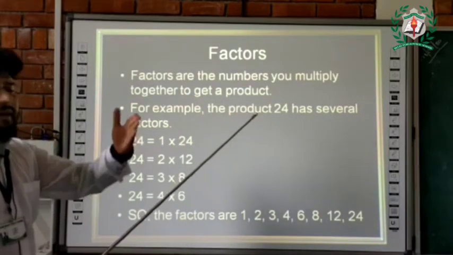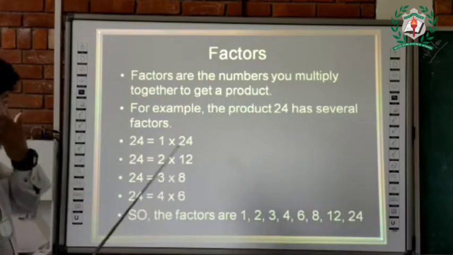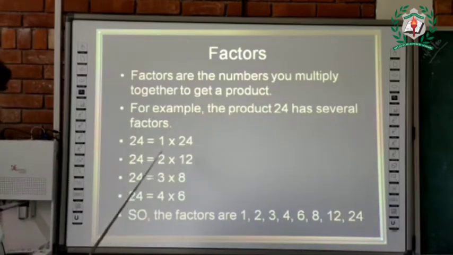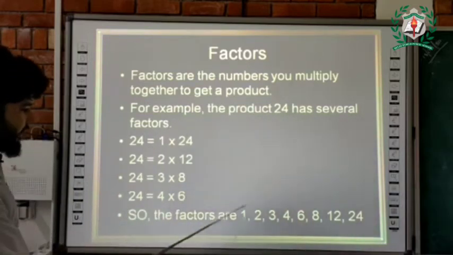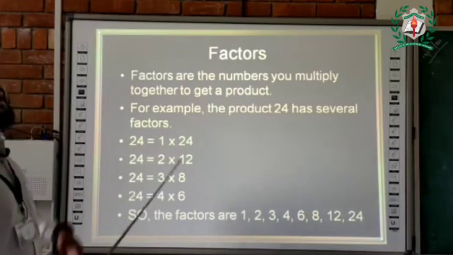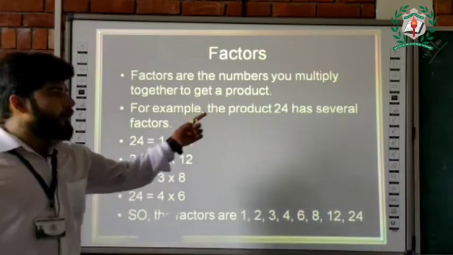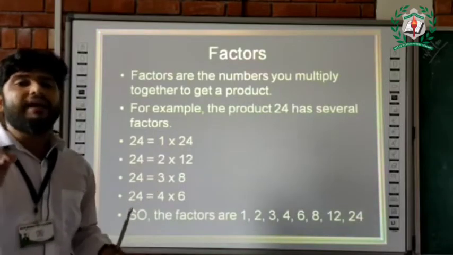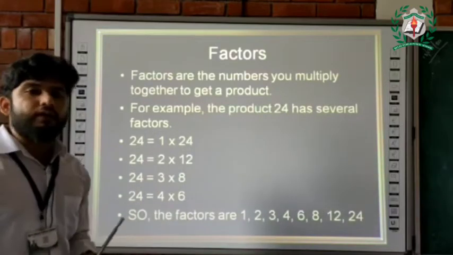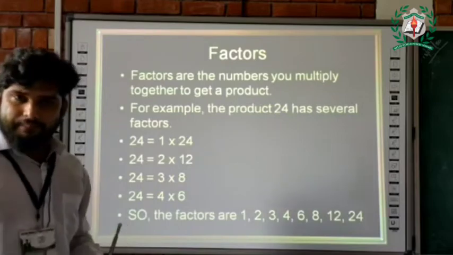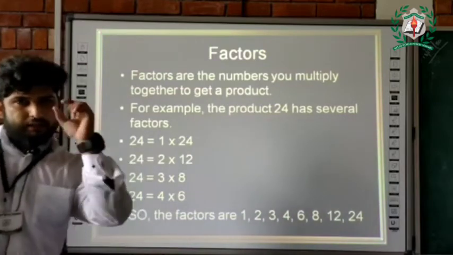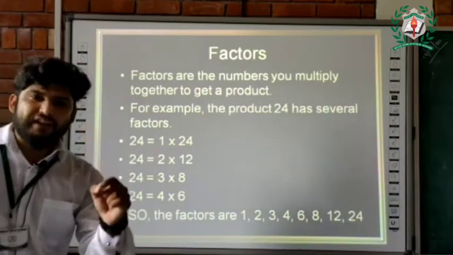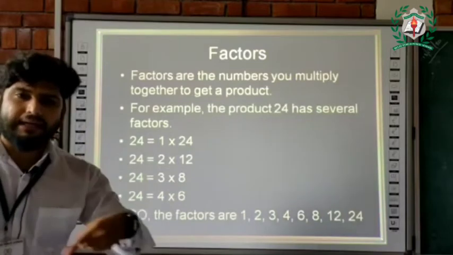The answer will be there. In between, how many numbers are coming? 1 into 24, 2 into 12, 3 into 8, 4 into 6. So, what are the factors? In simple language, you have to find the factors of 24. Just find the numbers by which 24 is completely divided. In simple language, find the numbers by which 24 is completely divided.